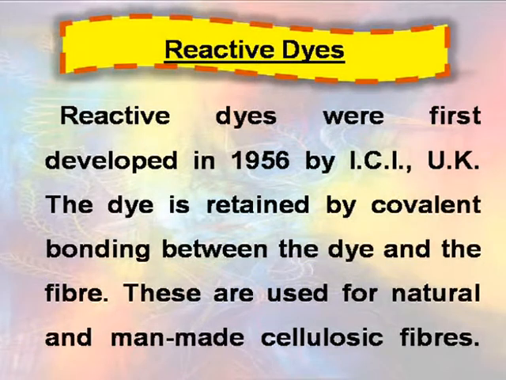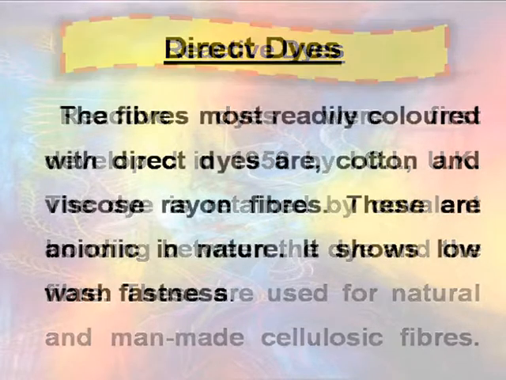Reactive dyes. Reactive dyes were first developed in 1956 by ICI, UK. The dye is retained by covalent bonding between the dye and the fiber. The fibers most readily colored with reactive dyes are natural and man-made cellulosic fibers.